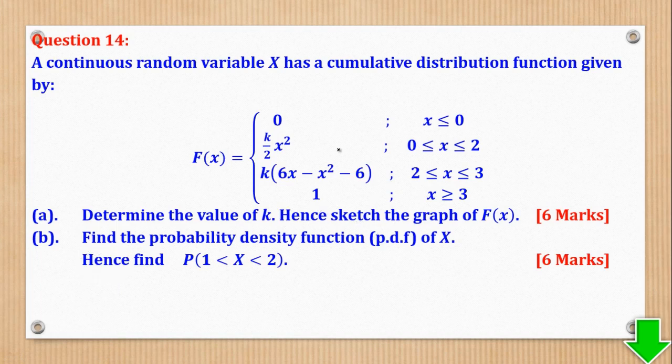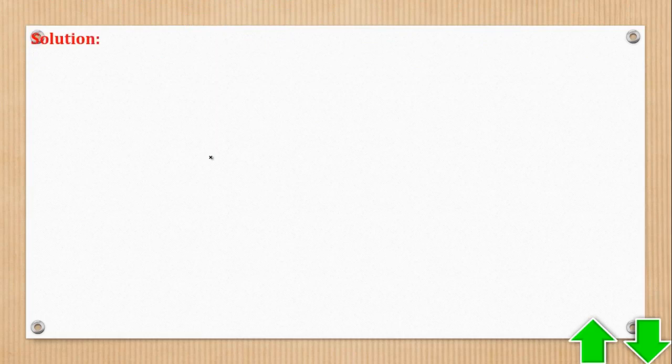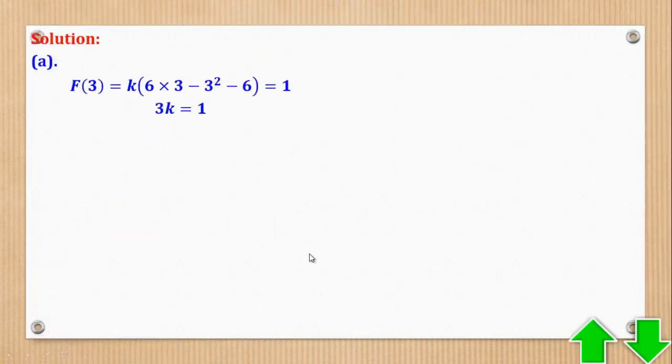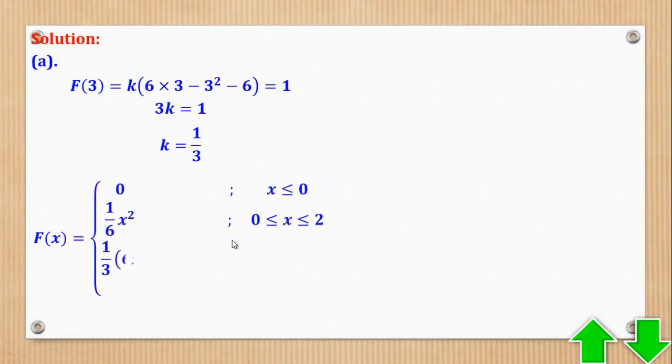So let's start. As long as it is capital Fx, it means you no longer integrate. What you do is substitute. So when x is 3, I'll come and substitute it here. Where there is x, you put 3 and equate it to 1, because this 3 is in both these two parts. That means that k is the only unknown, make it the subject, and that's what they wanted. Then you can rewrite our capital Fx with k substituted.